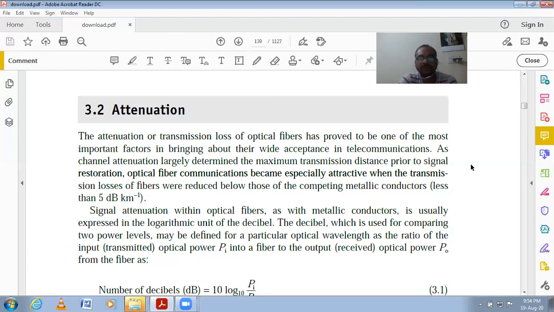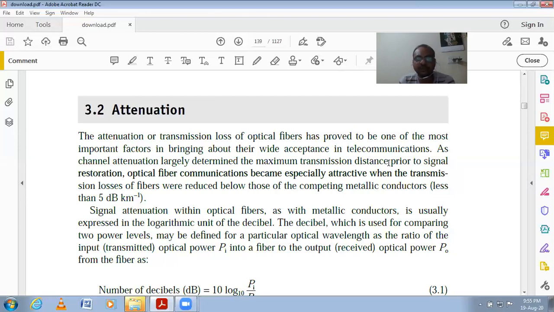The attenuation or transmission loss of optical fiber has proved to be one of the most important factors in bringing about their wide acceptance in telecommunication. As channel attenuation largely determined the maximum transmission distance prior to signal restoration, optical fiber communication becomes especially attractive when the transmission losses of fiber were reduced below those of the competing metallic conductors.